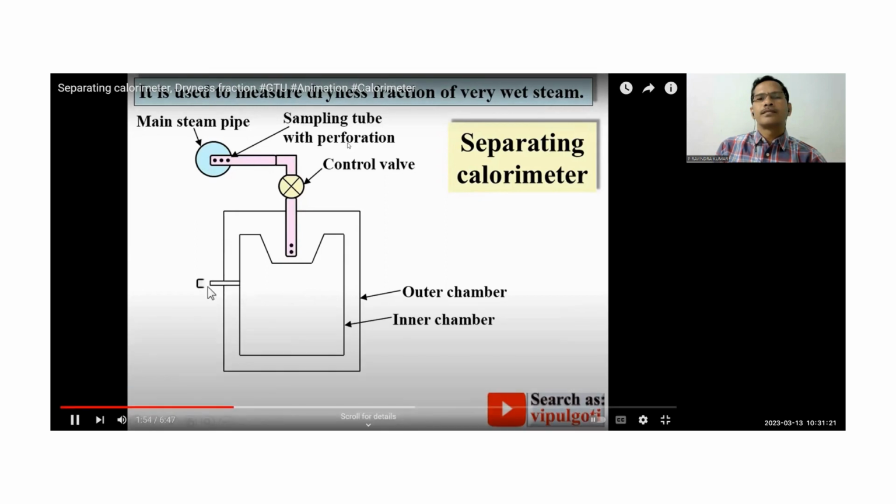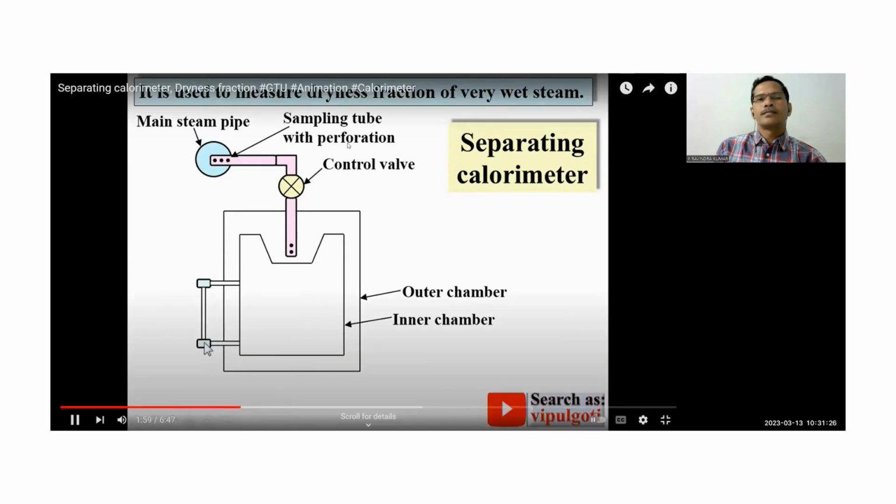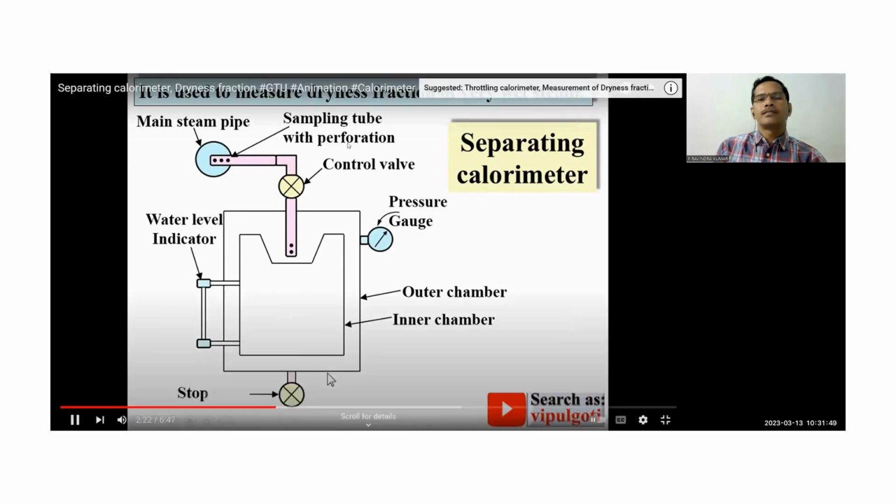The inner chamber is connected with the water level indicator. So this is the water level indicator. An outer chamber is connected with the pressure gauge. So this is the pressure gauge. The pressure is measured with the help of the pressure gauge. And the valve attached to the outer chamber is called the stop valve.